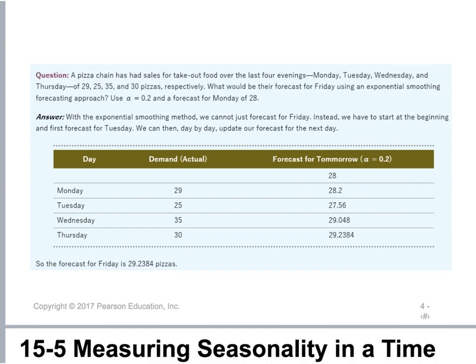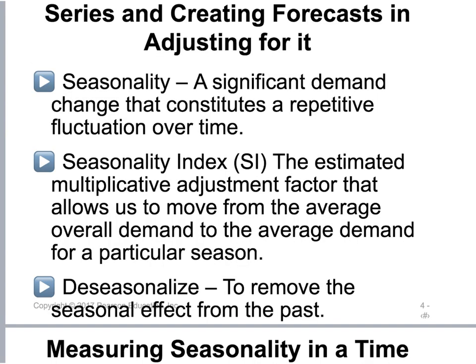Here, our pizza chain has had sales for takeout food over the last 4 evenings. Oh, this is another exponential smoothing approach, so let's skip that one. I thought I had an example close by for calculating error. We'll come back to the error calculations in a minute. So I guess we'll talk about seasonality very quickly.